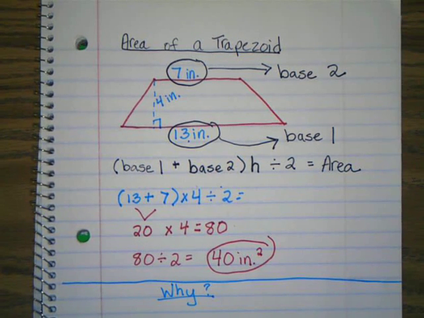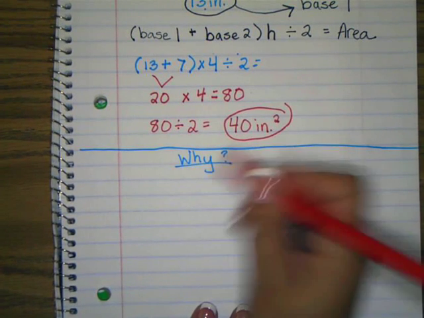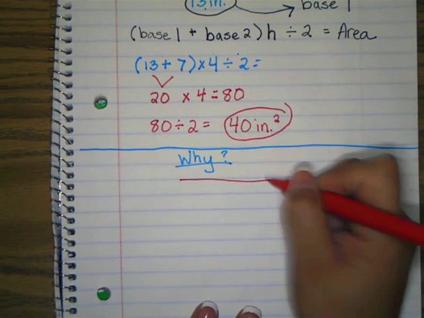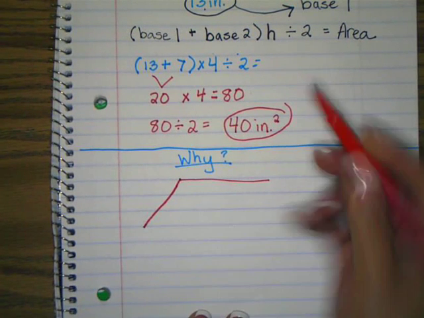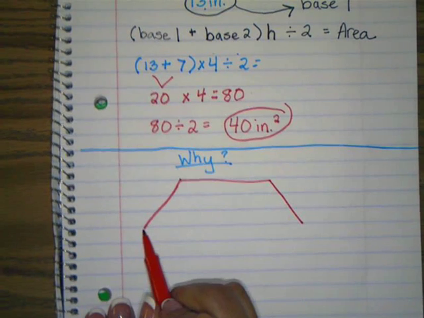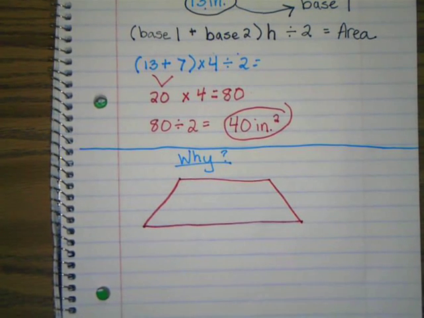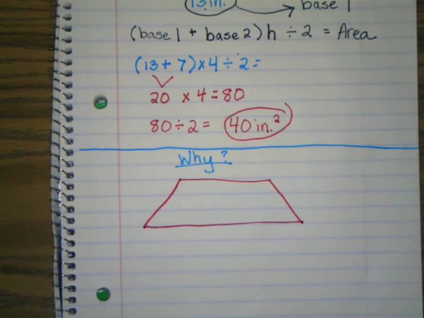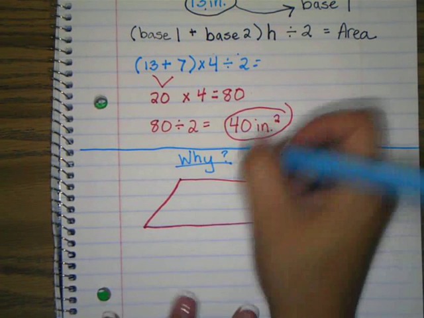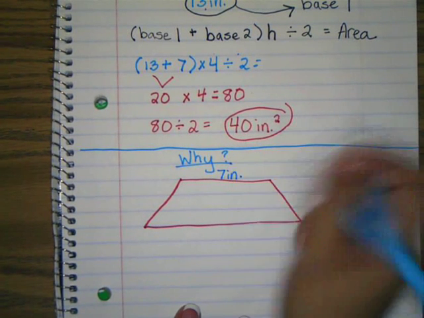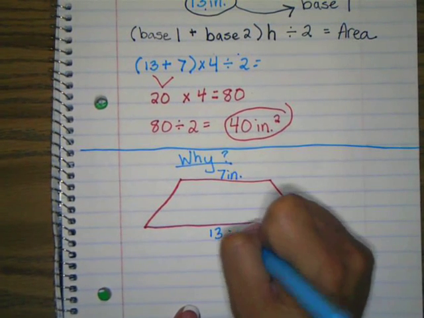I heard several other things. Jackson, what did you guys think of? We thought that if you cross over like that, it makes 2 triangles. So go ahead in your notes. Underneath Y, go ahead and sketch your trapezoid, and label your sides again. 7 inches, 13 inches, and then our height of 4.